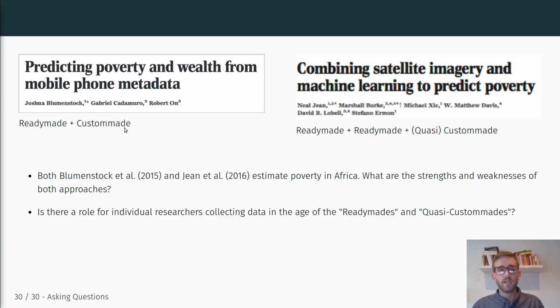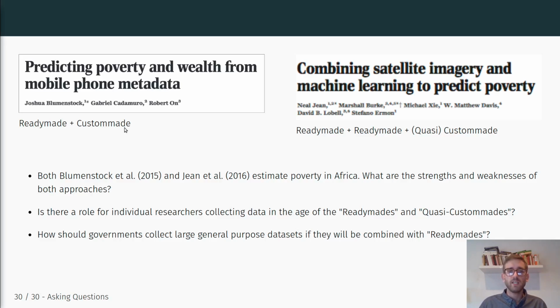And more generally, for you to think about as a conclusion, what the role is for individual researchers collecting data in this age of ready-mades and quasi-custom-mades, right? So to what extent is there a role for individual researchers when there's a lot of ready-made data already available, and a lot of survey data is also available? To what extent, under which circumstances do we need additional survey data, and how can we actually collect these data?